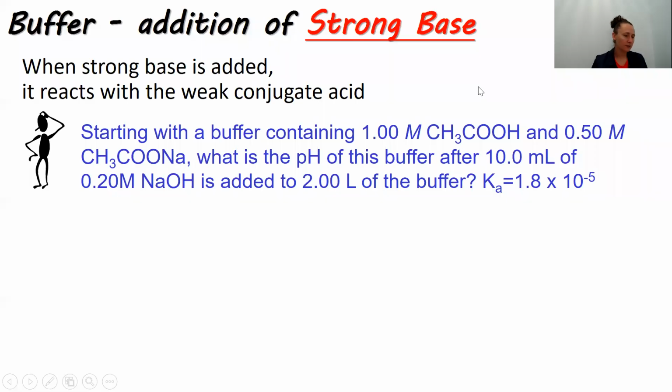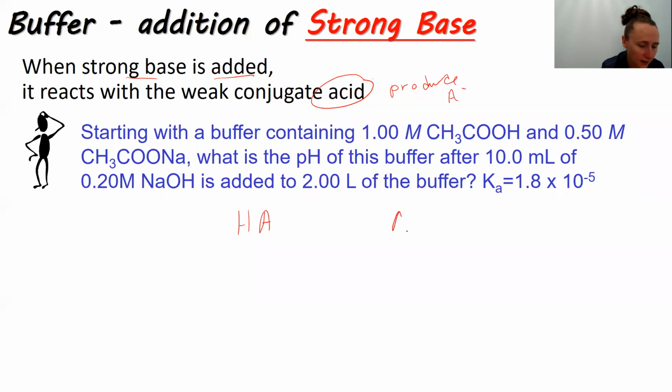All right, so let's calculate the pH of a buffer after the addition of a strong base. Remember, when a strong base is added, it reacts with the conjugate acid, and it's going to convert to the A minus. All right, so we're dealing with a buffer, so let's establish that we have HA and A minus.